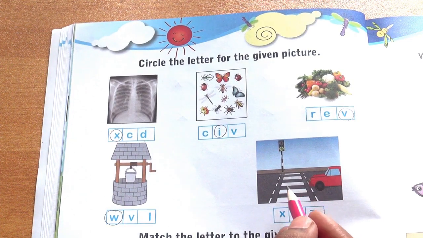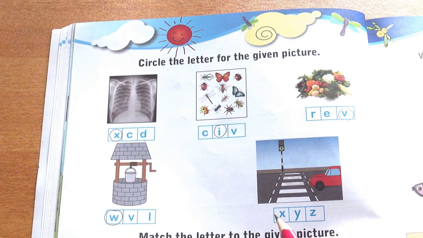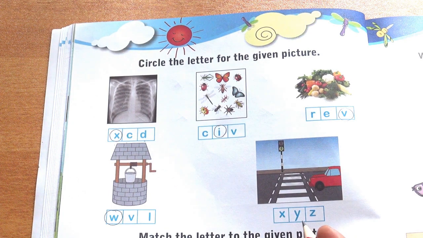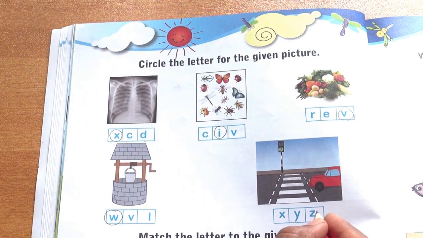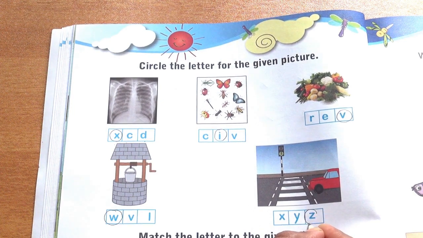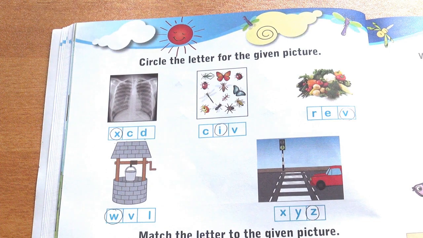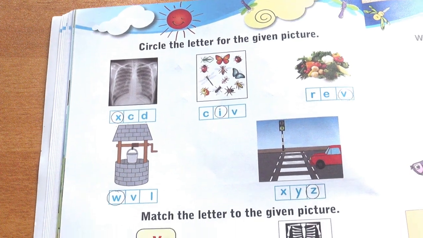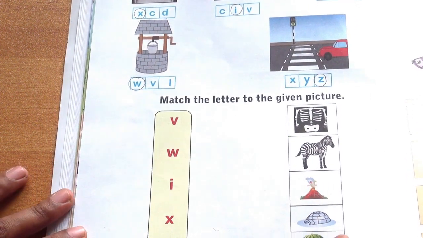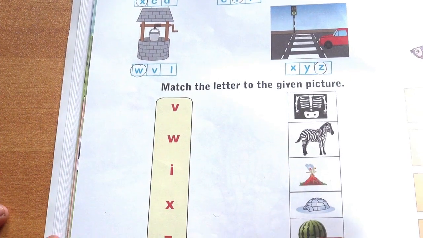This is a zebra crossing. Zebra crossing begins with which letter, children? Zebra crossing. What is the first sound you hear? Z. Which letter will make that sound? Letter Z. That's nice. Zebra crossing begins with letter Z. Now can we go to the next activity? Yes, let's see what is this.